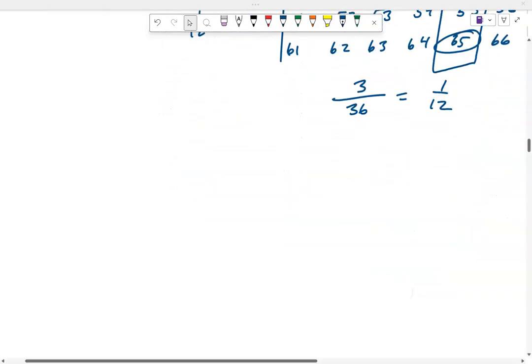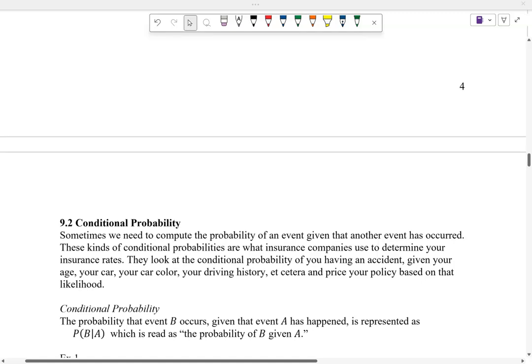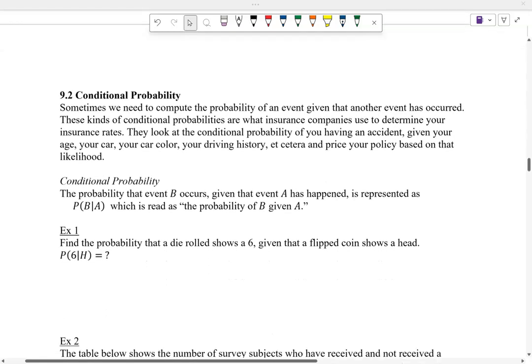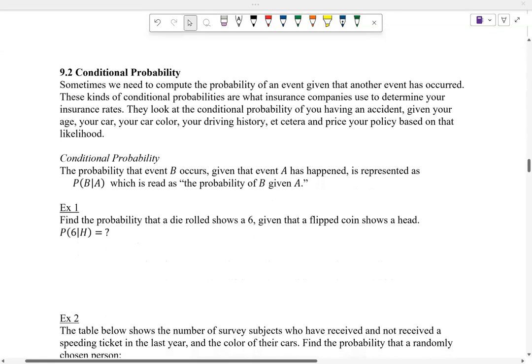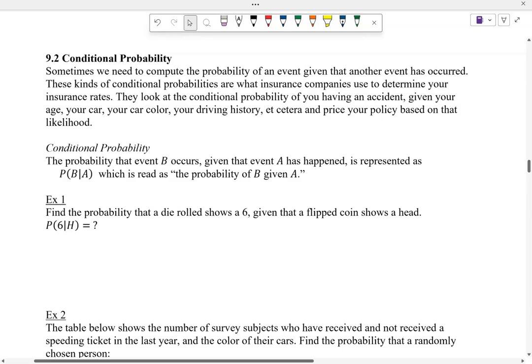So that wraps up some examples of independent events where the outcome of event B has no impact on the probability of event A occurring. Now, conditional probability. Sometimes we need to compute the probability of an event given that another event has occurred. So insurance companies will use this to determine insurance rates, right?